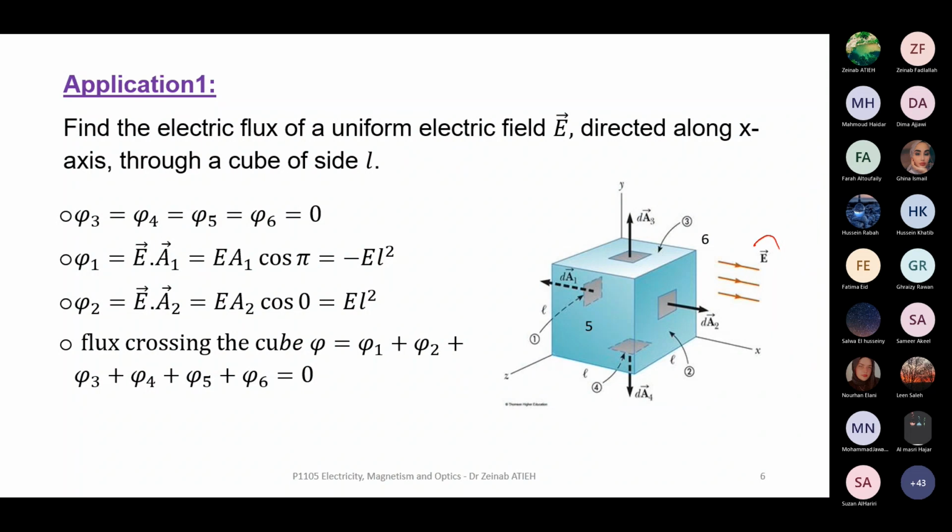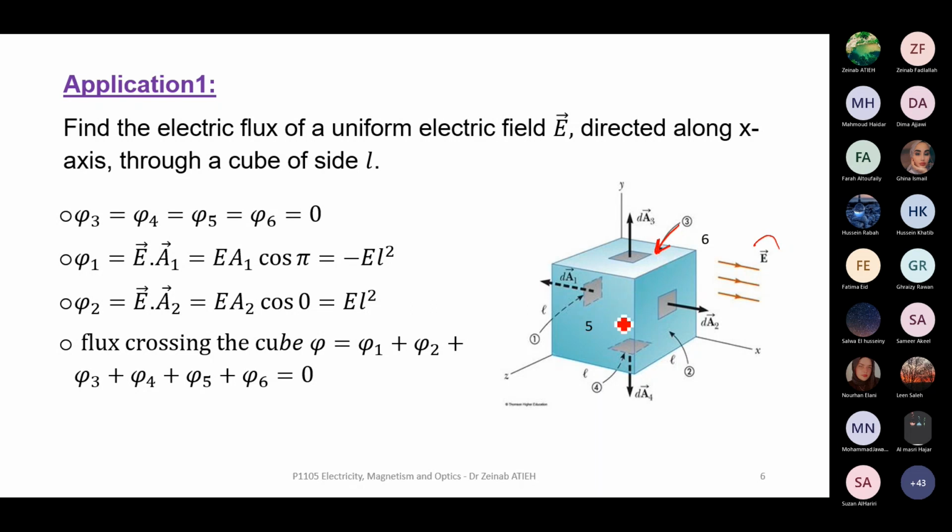Now, let's start with the easiest ones, which are 3, 4, 5, and 6. Remember the electric field is along the x-axis. I will start with 3. 3 is this face, which is up.